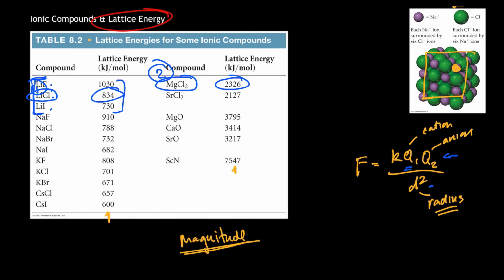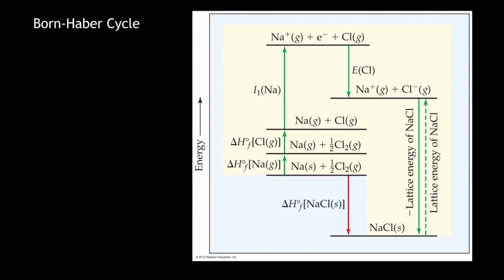And note that your Qs are always more important than your distance. Your distance only changes marginally, whereas your Qs change in whole number multiples. It's either going to double or triple, which is a far more significant impact. So you'll always look at Qs first, and if Qs are equivalent, then you'll look at the distance between them. So for example, if I'm going to compare magnesium chloride and strontium chloride, they have the same charges, so we'll look at our distance between them, which goes back to the fact that strontium is larger. Okay, make sense?